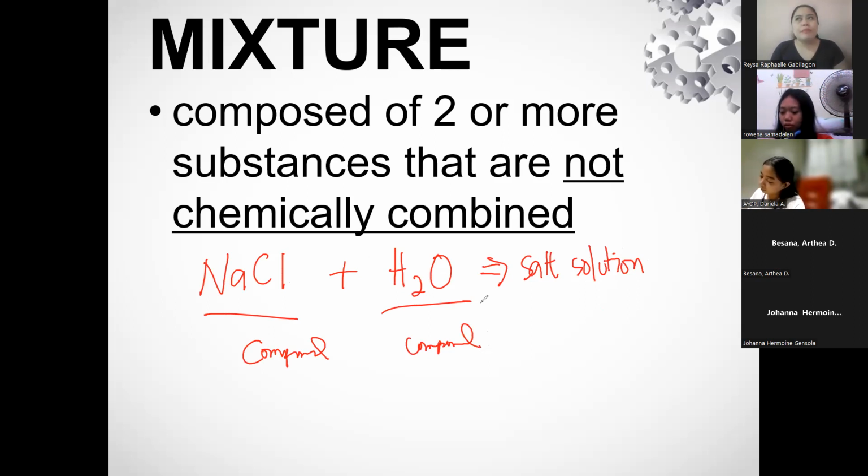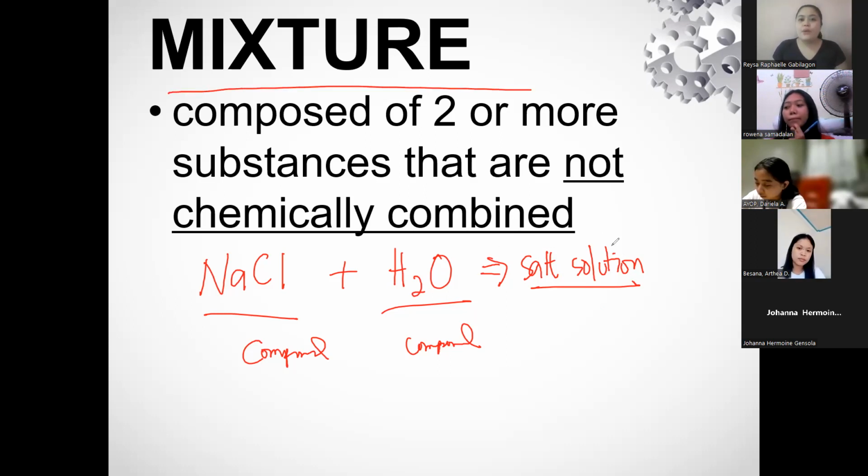So what happened when we place our table salt in water? There is dissolution. Matutunaw si sodium chloride sa water. Pero take note that there is no chemical reaction there. Okay? Therefore, ang salt solution class, walang chemical reaction na nangyari. They are combined physically with each other. That is why we only call the salt solution as a mixture. I hope that is clear.